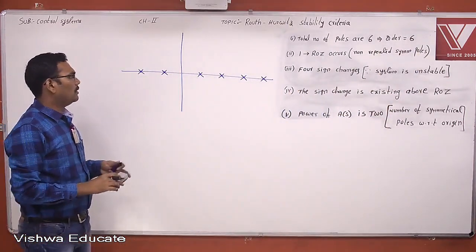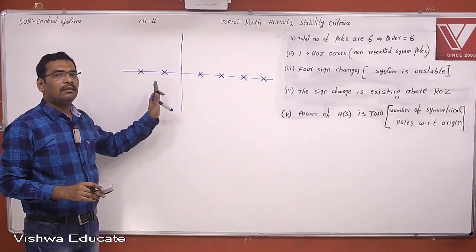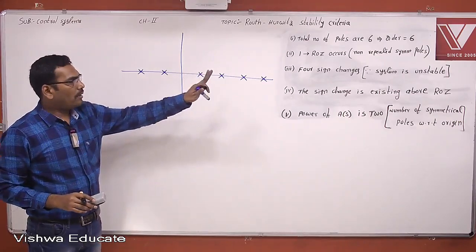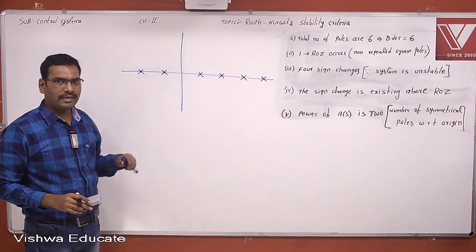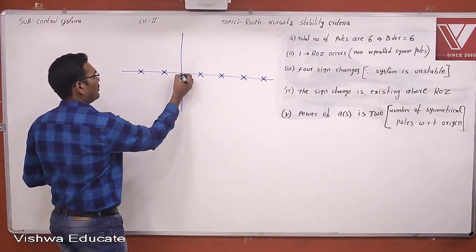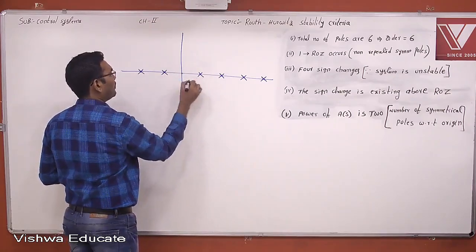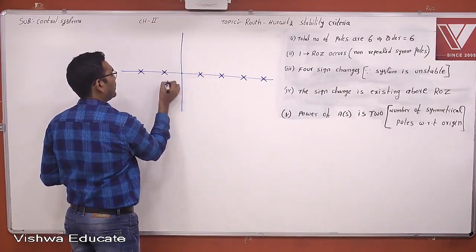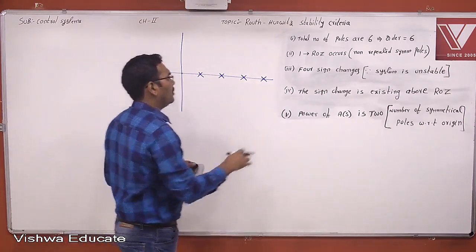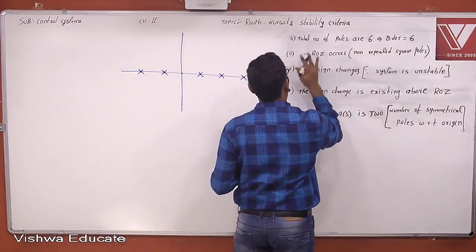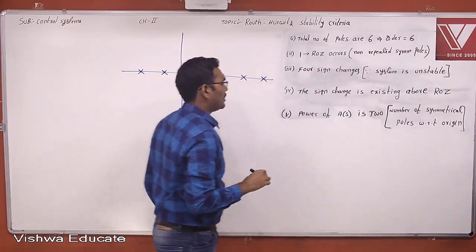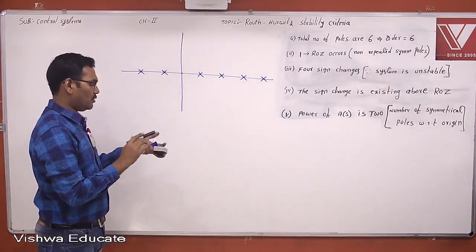Now, are non-repeated symmetrical poles existing or not? Yes, these are the symmetrical poles, but they are not repeated, no? Here -1 again, here +1 again, there is no repetition. So there is no repetition, therefore one time the row of zeros occurs. One time the row of zeros occurs.